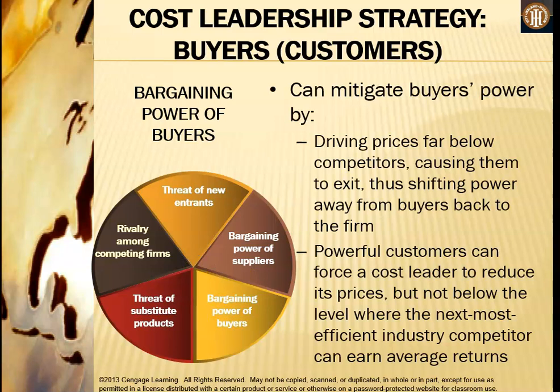As it relates to the bargaining power of buyers, the cost leader can mitigate buyers' power by driving prices far below the competitors, causing them to exit the market, or the industry, thus shifting power back to the firm from buyers of other firms. Powerful customers can force a cost leader to reduce its prices, but not below the level where the next most efficient industry competitor can earn above average return. So it will not be below your closest competitor's prices.